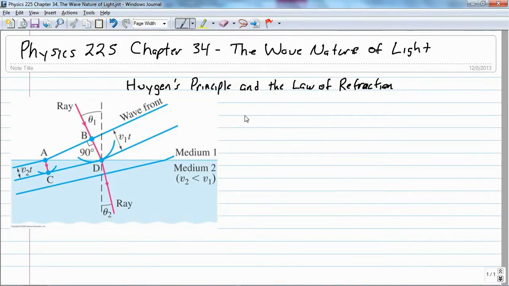So let's look at Huygens and look at a situation we've seen before where we have a ray coming in, and in this case we're going to look at it as a wavefront, and this wavefront is perpendicular to the ray until it gets to this transition, and then it's going to bend because we know that the velocity of light in a different medium is slower. So it's going to change, or faster depending on which way it's going.